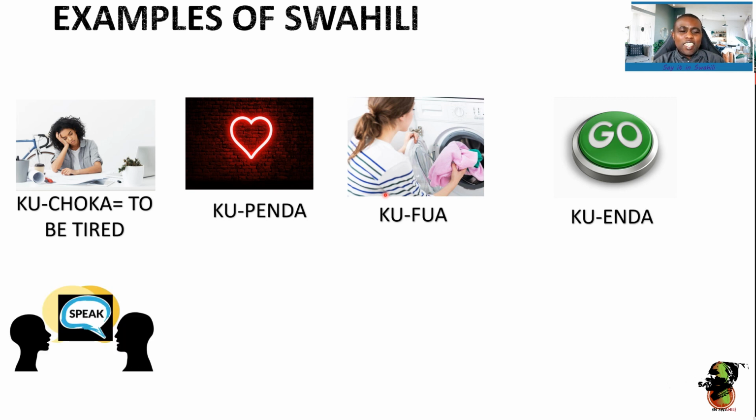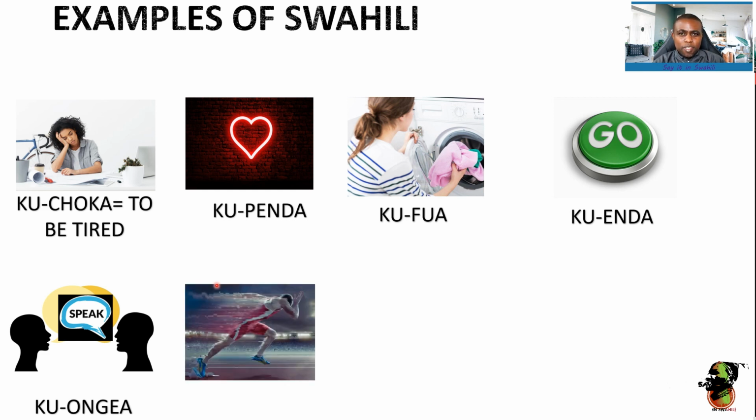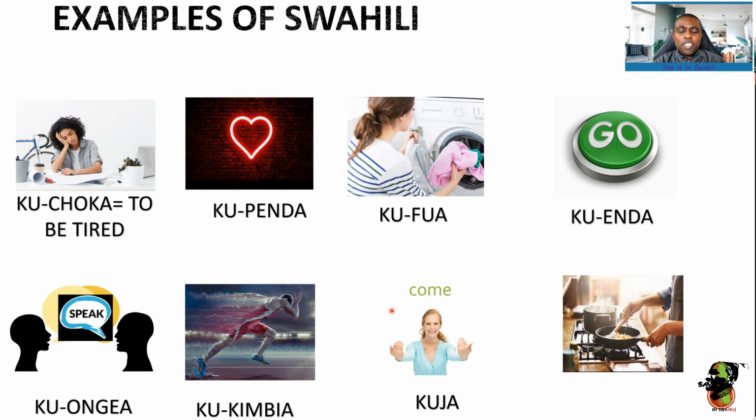Kuenda. Asante. What about to speak? Kuongea. Asante sana. To speak. Kuongea. What about to run? Kukimbia. Your turn. Kukimbia. What about come? How do you say come? Kuja. It's a monosyllabic verb, a short verb. Come. Kuja. The last verb that we did was cook. Can you remember? Kupika. So those are some of the verbs that we have in Kiswahili.